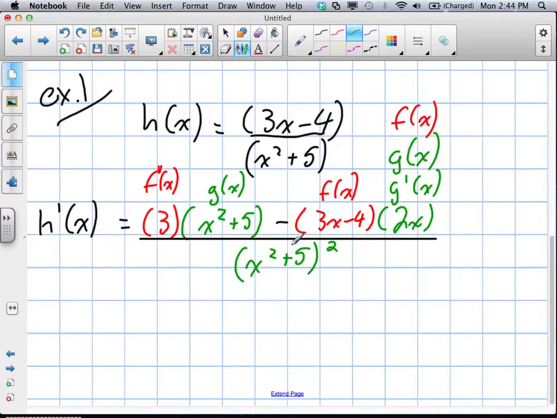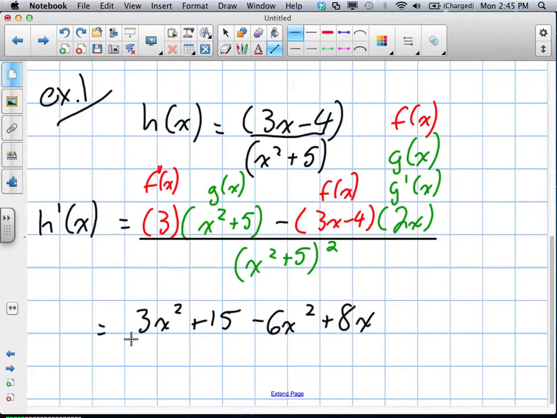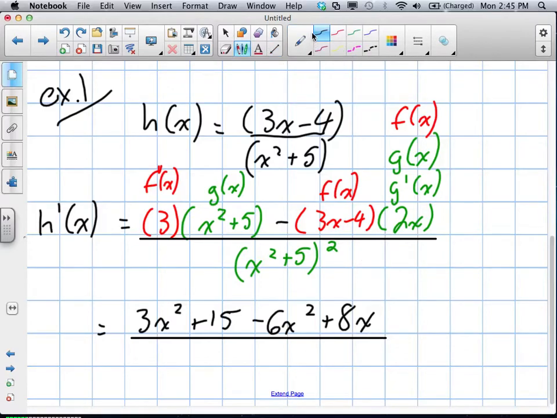We're going to just simplify the top of this equation. We technically have h prime x, and we'll simplify it a little. When I distribute, this becomes 3x squared plus 15. This will become 6x squared, but because there's a negative, we get negative 6x squared. And 2x times negative 4 gives us negative 8x, times a negative is positive 8x. All divided by x squared plus 5, squared.